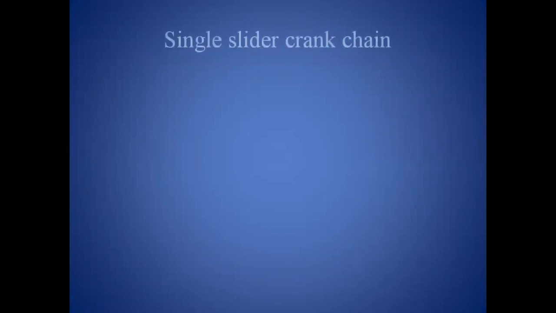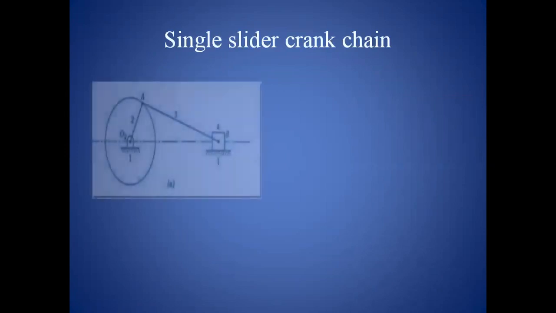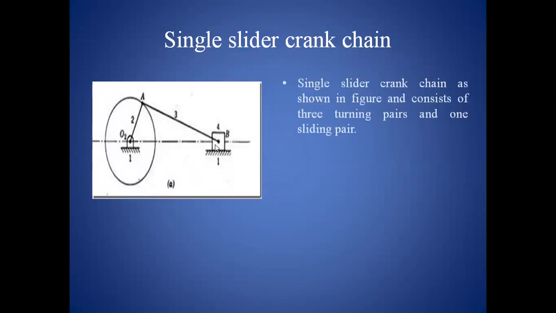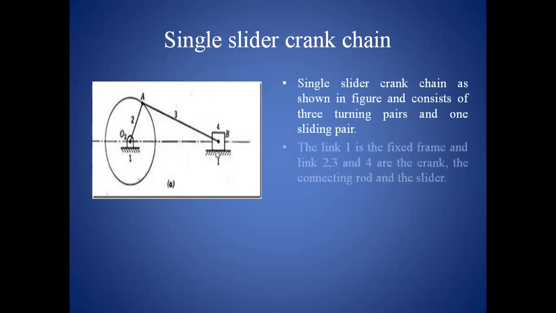Single slider crank chain. The figure shows a single slider crank chain and consists of three sliding pairs and one turning pair. Link 1 is the fixed frame, and links 2, 3 and 4 are the crank, connecting rod and the slider.